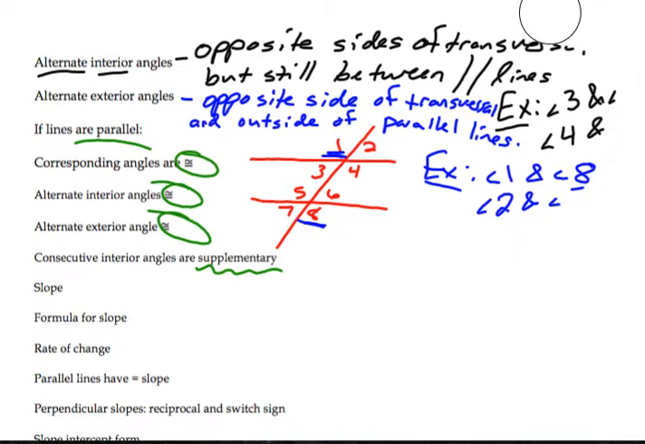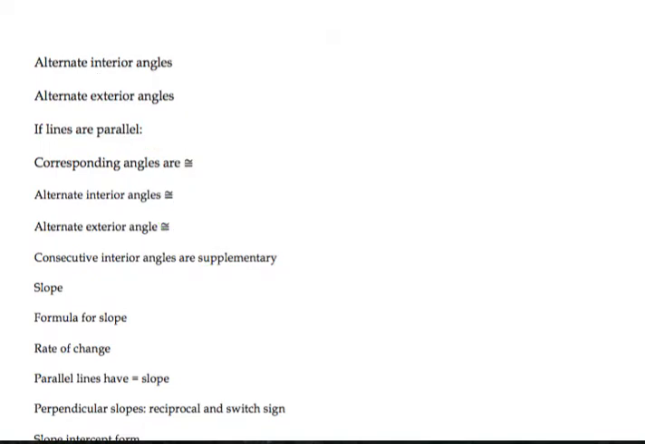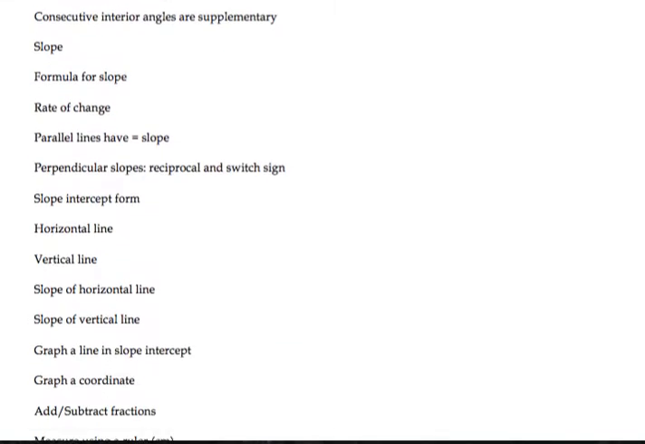Alright, I'm getting rid of this. Slope. So we've done some things with slope. So slope is always equal to rise over run. You can tell how steep something is.